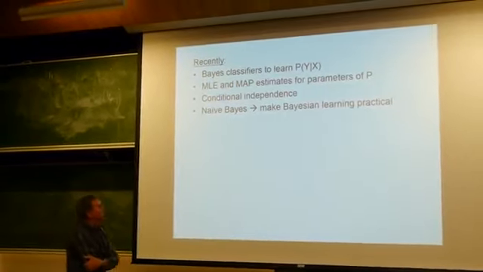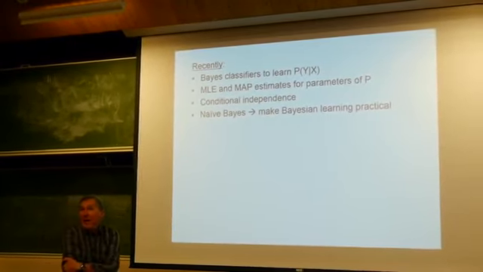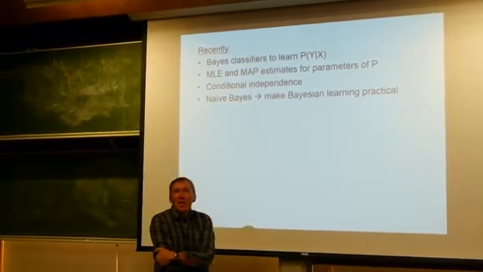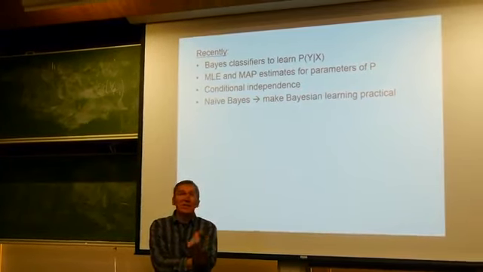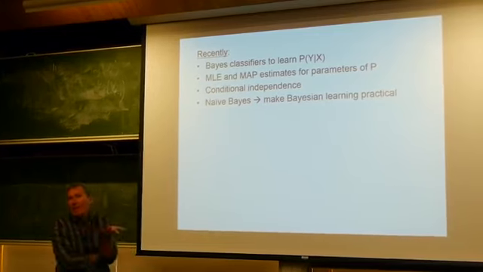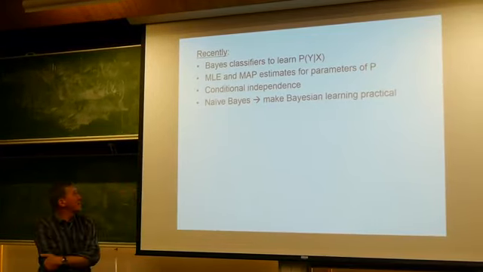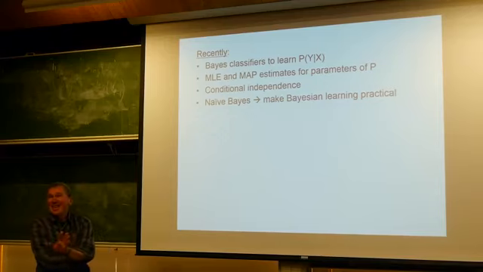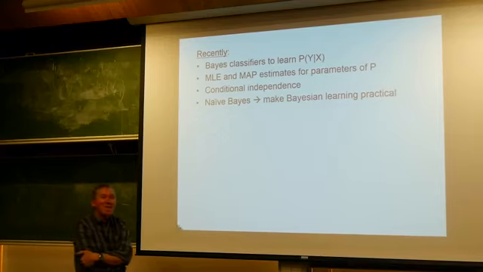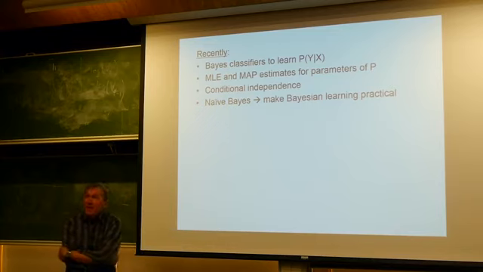So far, really what we've done is look at Bayes classifiers. That is, how could we, instead of learning some deterministic function to predict y from x, learn the probabilistic function that maps from x to y, or p of y given x. And we've talked in detail about maximum likelihood and MAP estimation. Last time we brought up conditional independence.